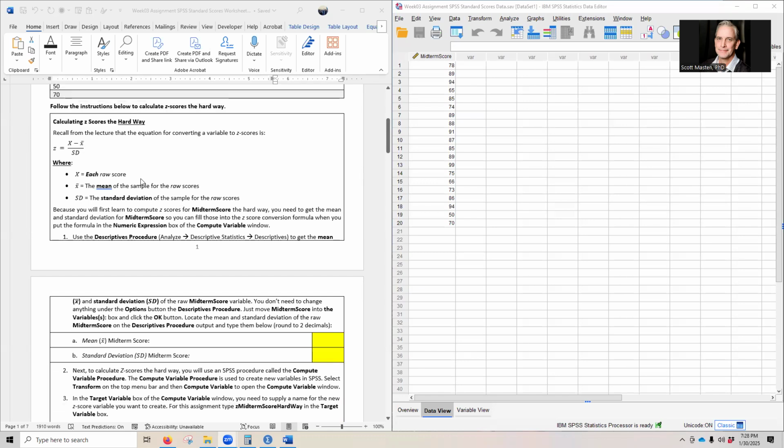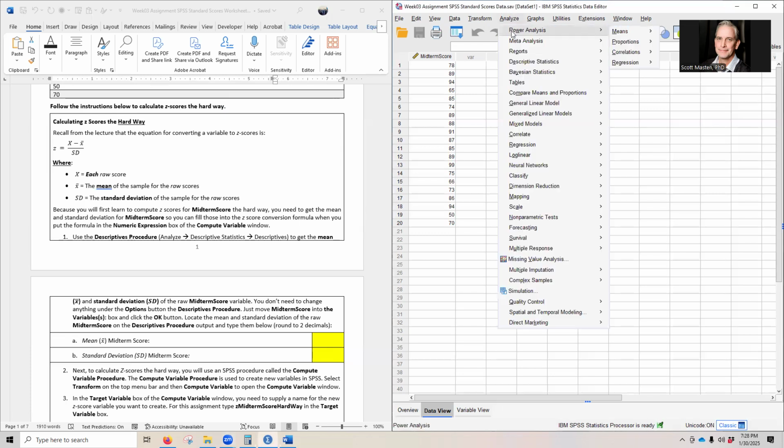In order to fill in the formula, you need each raw score. Those are in the file, so don't need to do anything for those. But you do need the mean of the raw scores and the standard deviation of the raw scores. So there's a couple ways you can get those that you just learned in the last assignment. Frequencies or descriptives, I'm going to go ahead and use descriptives.